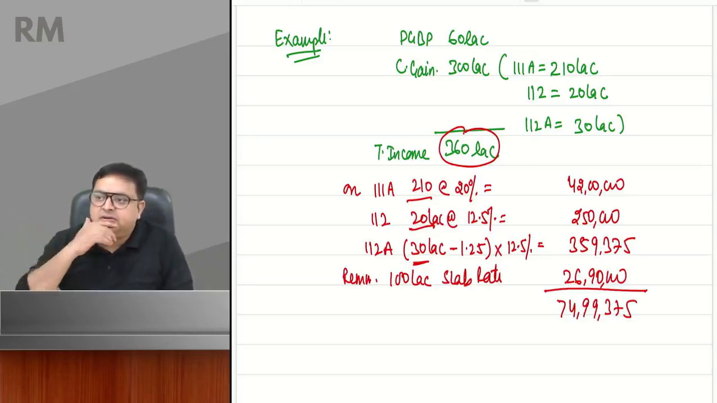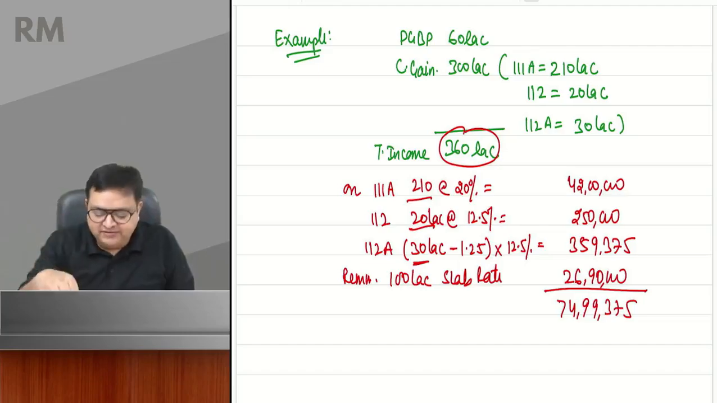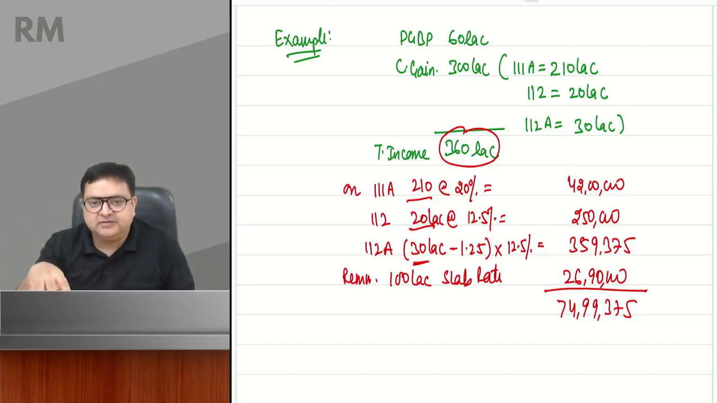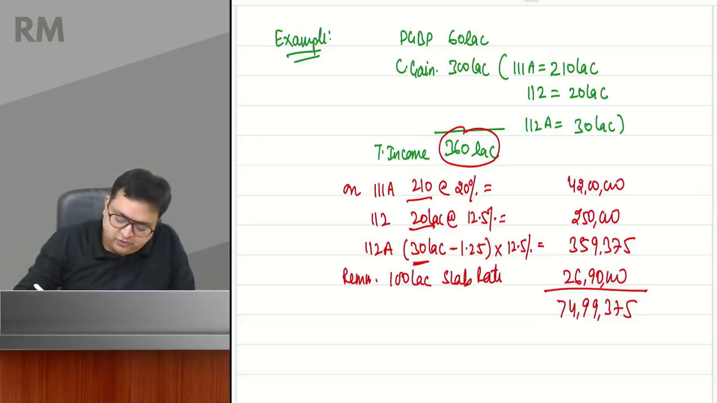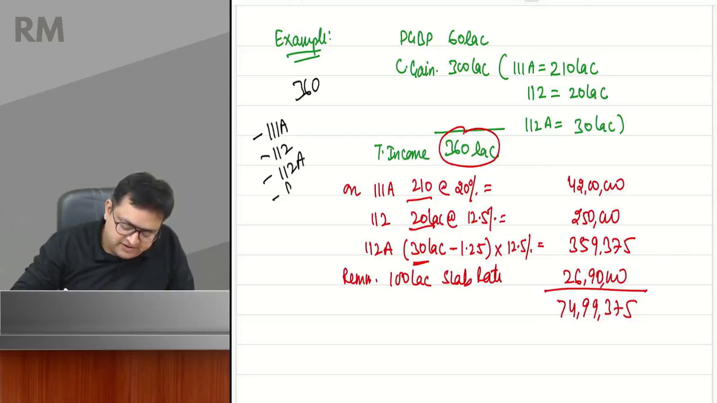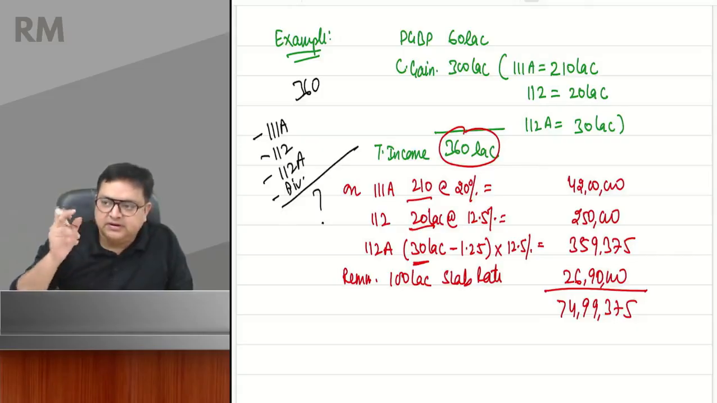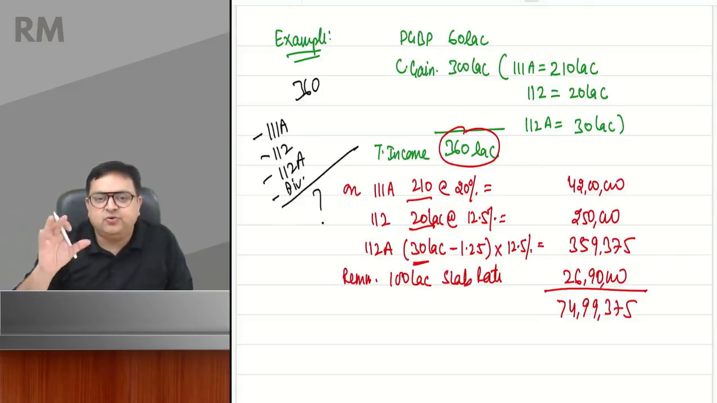Very good, Shagna, correct. Now, we see in which level this person is. Some students will say, sir, it is more than 2 crore, third level. No. Third level says that your total income minus 111A minus 112 minus 112A minus dividend, tell me whether this is more than 2 crore or not.